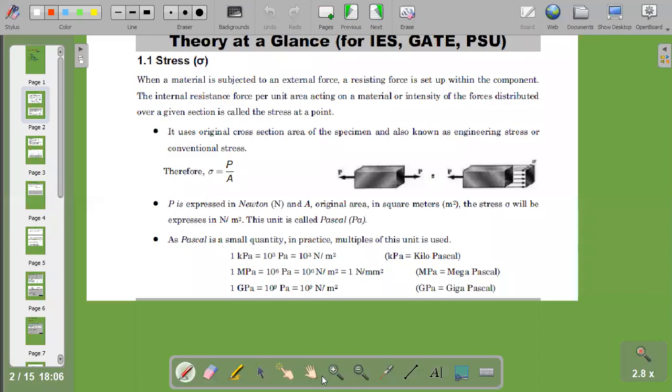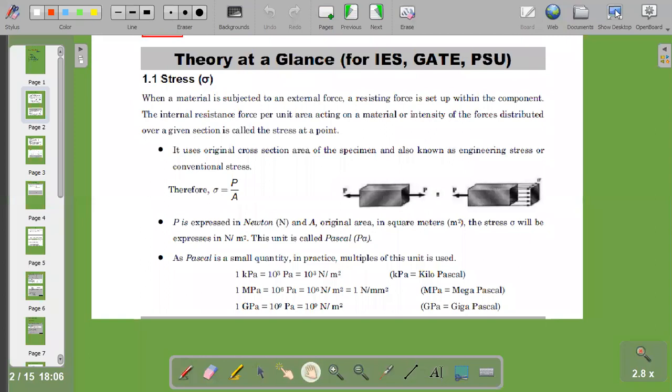So I think let's start. 8:06 हो गया है ना?